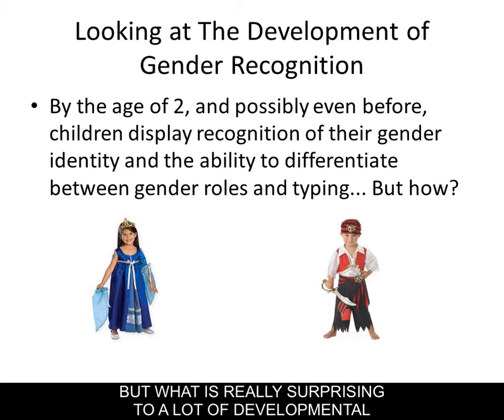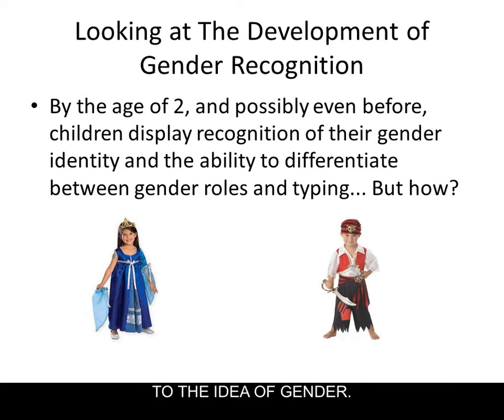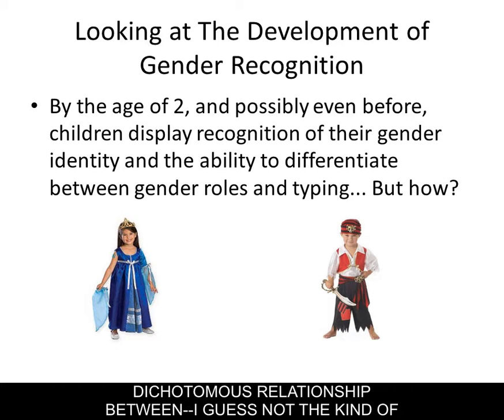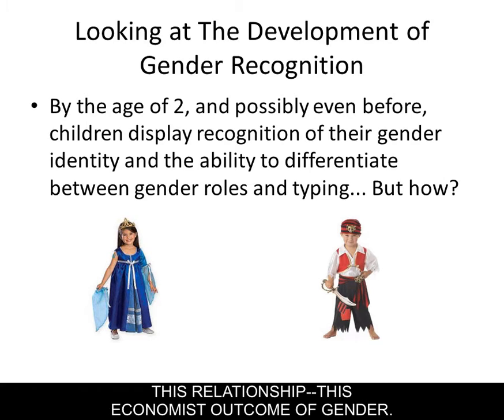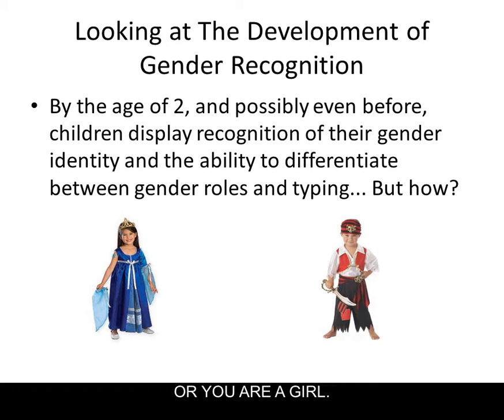But what's really surprising to a lot of developmental psychologists is that children are not immune to the idea of gender. In fact, by the age of 2, many children already start operating on this dichotomous outcome of gender. You're either a male or you're a female. In their case, it's usually you're a boy or you're a girl.